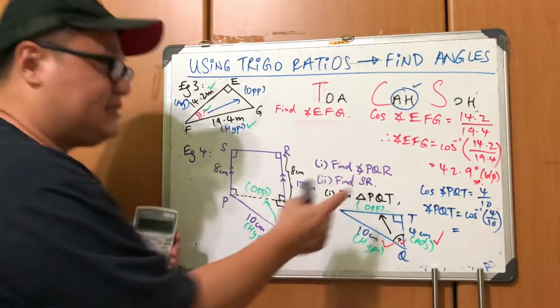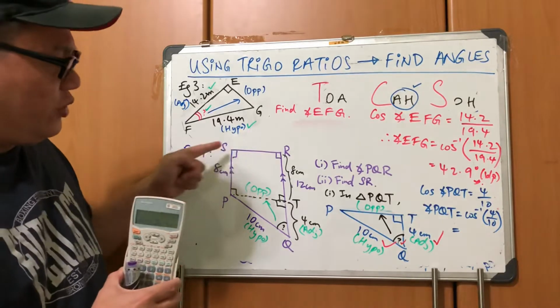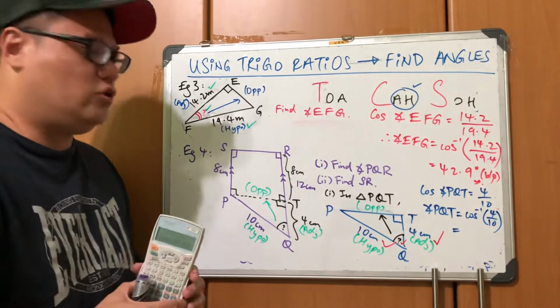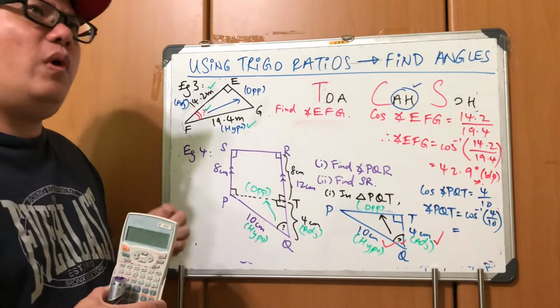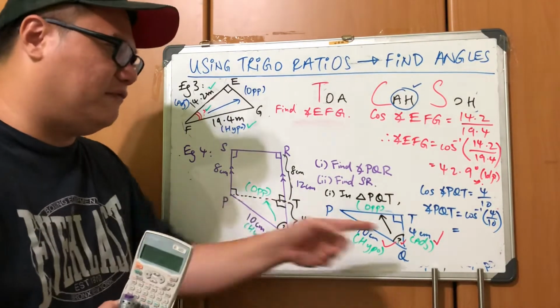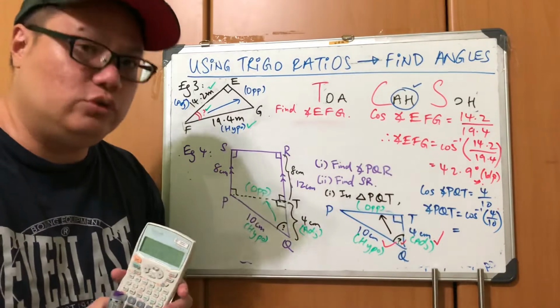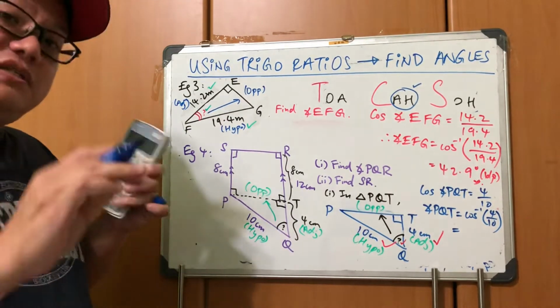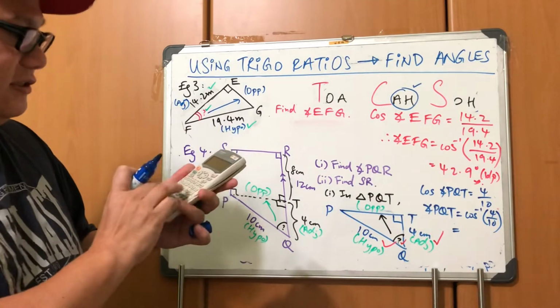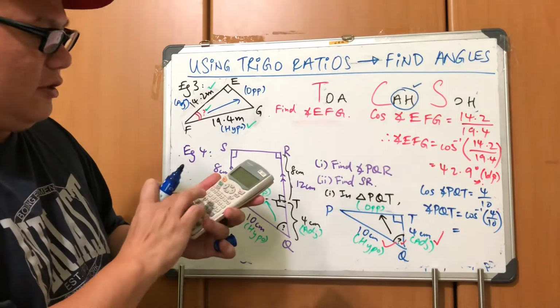I know that I have SR, and I'm going to try later to find SR. In case some of you are thinking, what if later I'm going to use this angle, what should I do? An advice I normally give students is, write down all 10 digits first, then round it off.